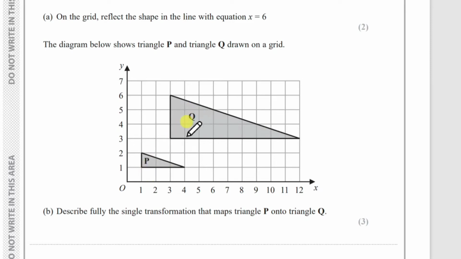Now how many times bigger? Well, a nice trick is to count how many times this length has gone up. If this length is 1 unit up, you can see it's gone up 3 units. So this shape is 3 times bigger. So it's an enlargement of 3. But the question is, where is the point of enlargement?